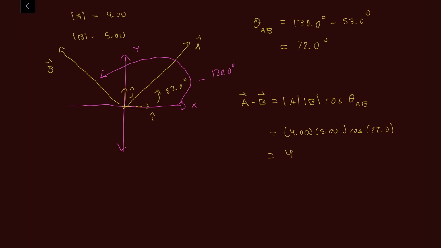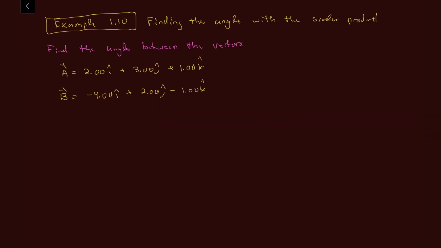It's going to be 4.50. Cool. And that is your answer for example 1.9. Okay, let's move on to example 1.10. It's pretty simple. It just lays it out: find the angle between the two vectors.